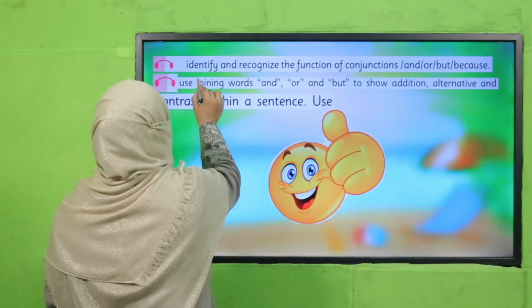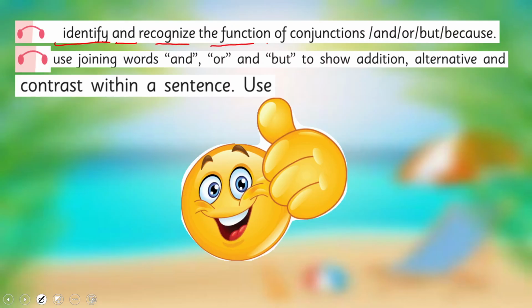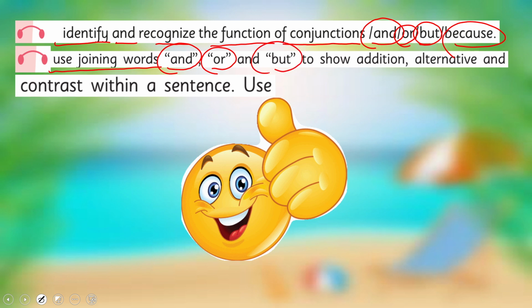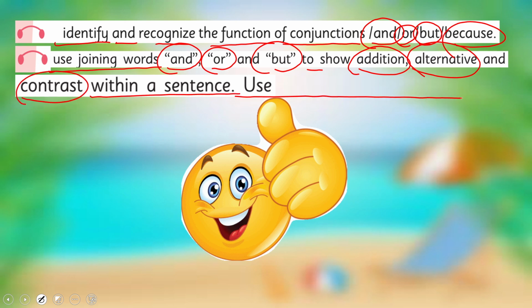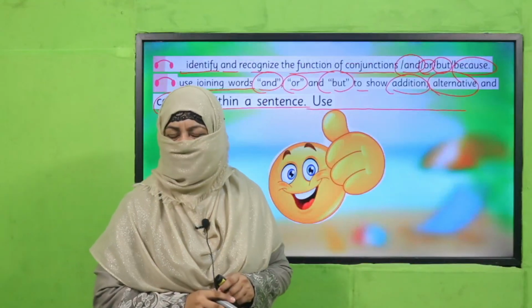So what we have learned today: we have learned to identify and recognize the function of the conjunctions and, or, but, because. We use the joining words and, or, but to show addition, alternative, and contrast within a sentence, and we also use because to mention a reason.